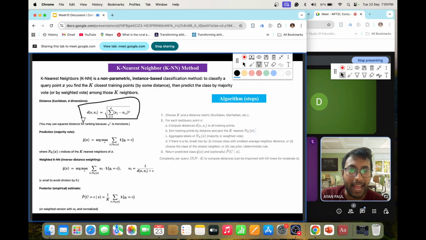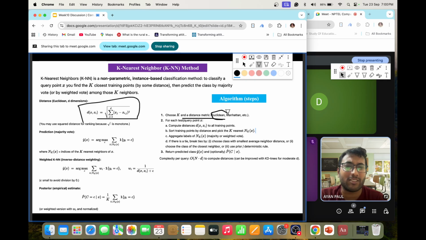So this is the algorithm: choose K and the distance metric, that is, we generally choose the Euclidean distance, and for each test query point x, the query point, we compute the distance and sort the training points to find the K nearest neighbors. Here K is not the number of clusters. Earlier K meant number of clusters. Here K means how many nearest neighbors we have to see to classify which class the data point belongs to. So you have to aggregate the K neighbors.